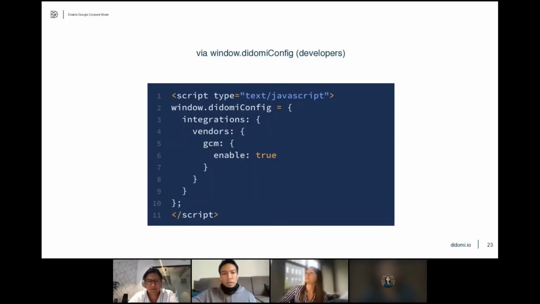We have two ways right now to integrate Google Consent Mode using Didomi. The first one, more developer-oriented, more used for testing. We use this Didomi config object in which we pass the parameter GCM with a flag enable set to true, and that will be it, given that we also have integrated the SDK.